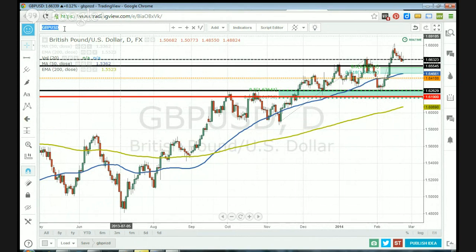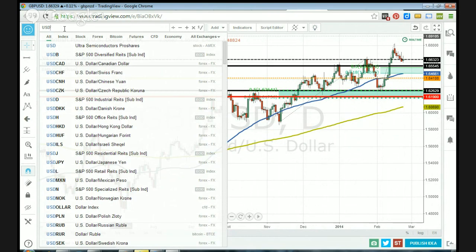That's it for the pound pairs. I will return to pound yen. I don't think I'm going to do anything, but let's see. Okay, dollar pairs now. Dollar Canada.